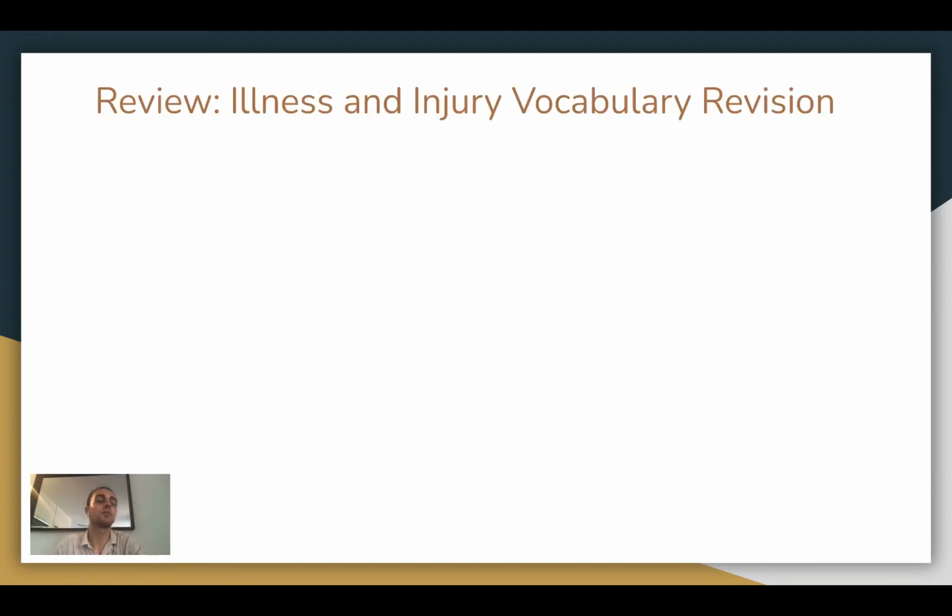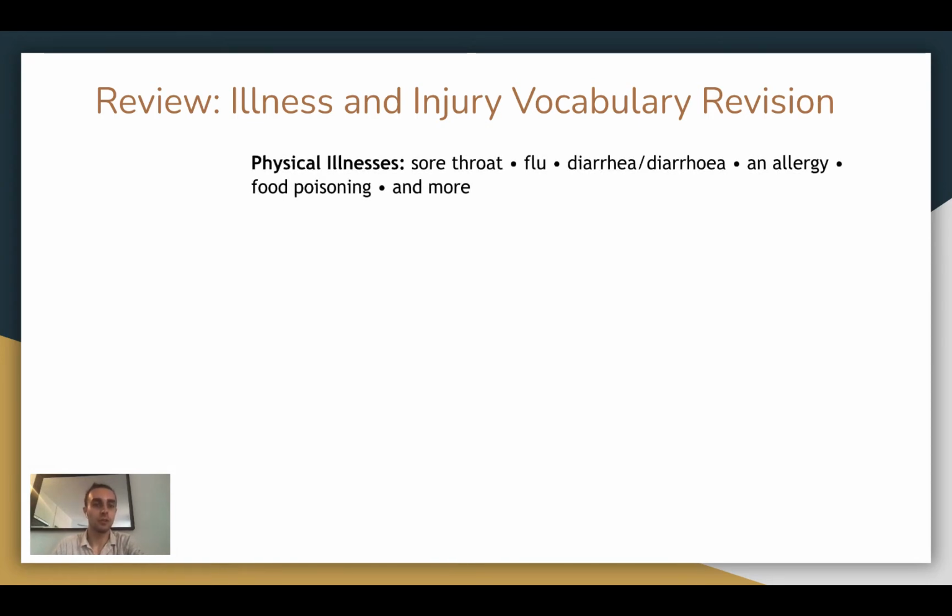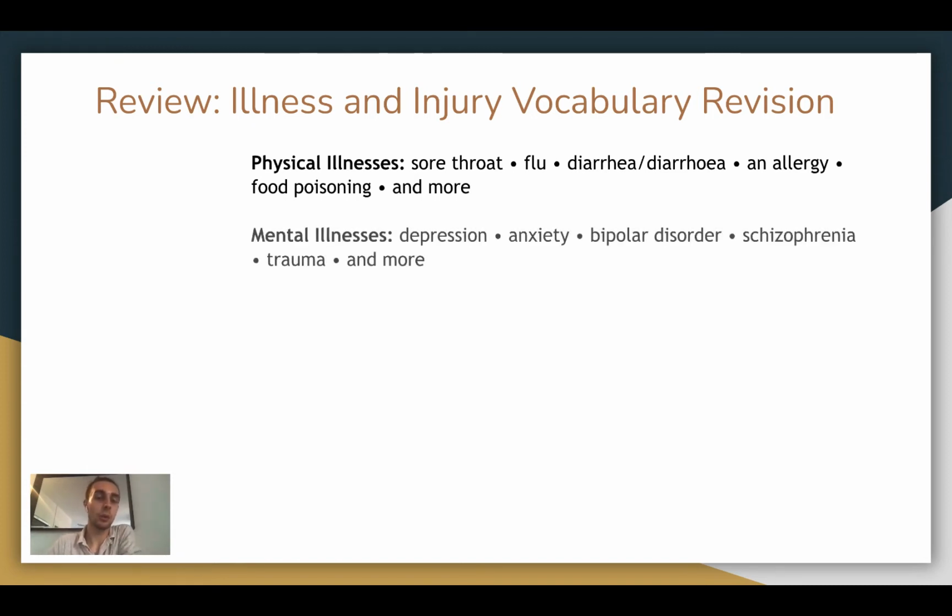But first, let's review some of our illness and injury vocab that we learned last week. We learned about different types of sicknesses and injuries and what we do to treat them and get better, right? Some physical illnesses are sore throat, flu, diarrhea, an allergy, food poisoning, and more. There's obviously more. Mental illness is something that affects our mind, right? Which also can affect our body, but mental illness refers to something that's in our mind. So depression, anxiety, bipolar disorder, schizophrenia, trauma.